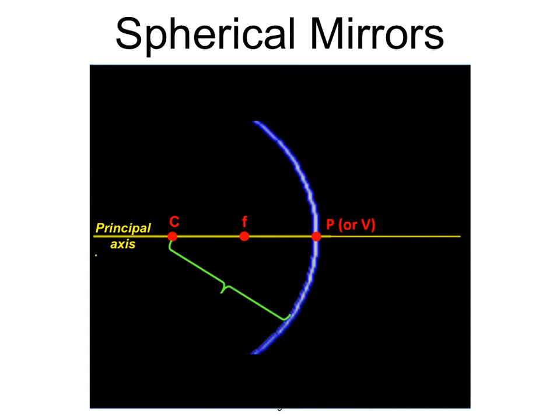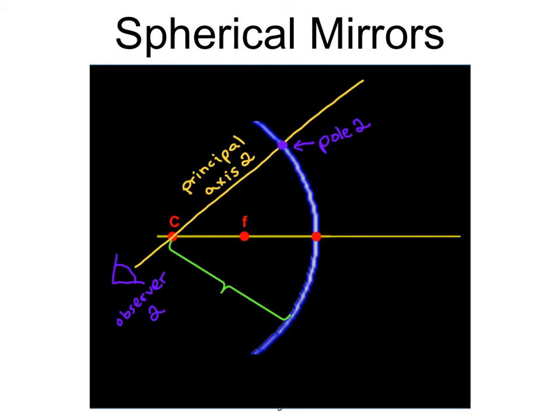The principal axis is a straight line that passes through the center of curvature and the pole or vertex. Usually, the principal axis is drawn horizontally so that points on the principal axis can be thought of as coordinates on the x-axis. Of course, if we've changed the location of the observer, then the entire frame would have to be rotated in order to align the principal axis with the horizontal again.